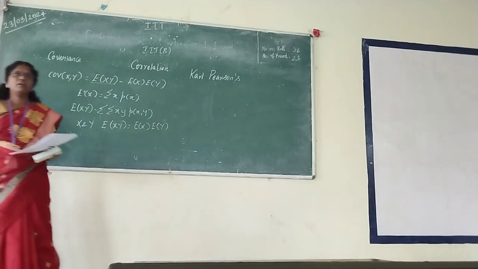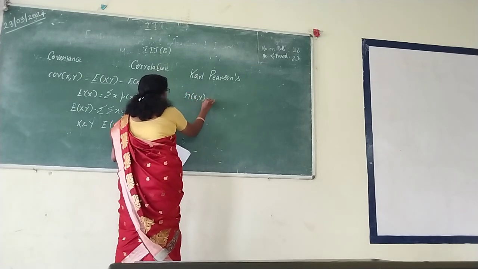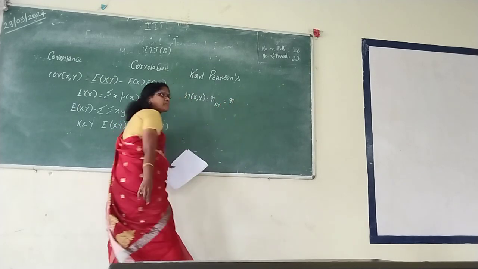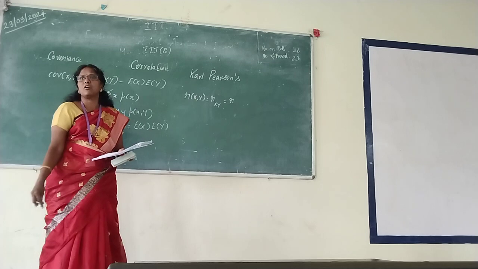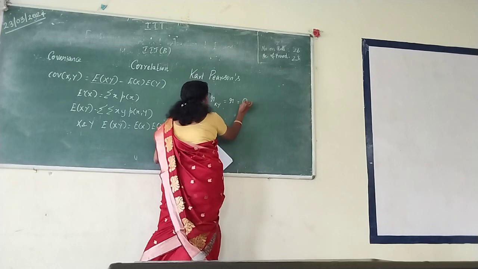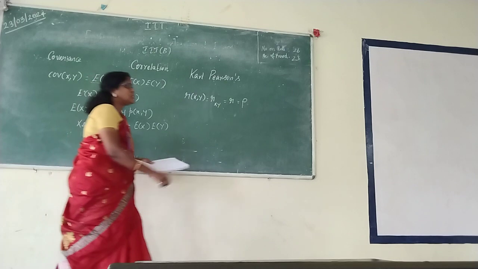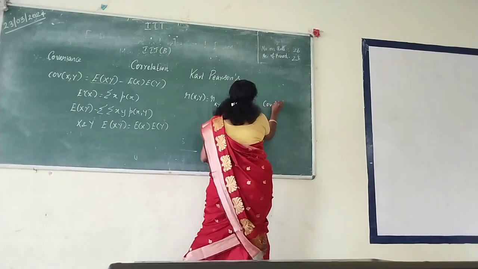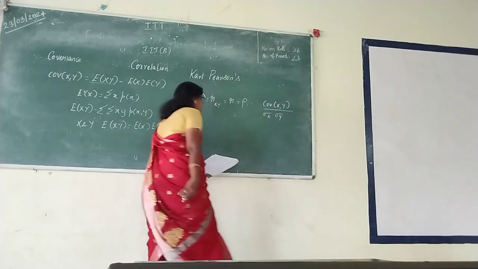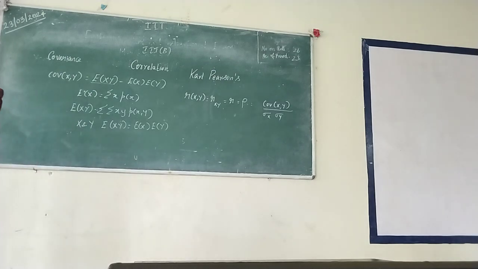Take down. The correlation coefficient is denoted by the symbol r(x,y), or r with suffix x,y, or simply r. Everything denotes the correlation coefficient. In some books, instead of r, they may use the notation rho. Both indicate the same. This is defined as covariance of xy divided by sigma x sigma y. This is the formula.